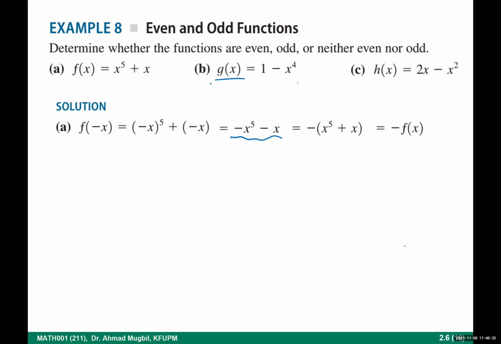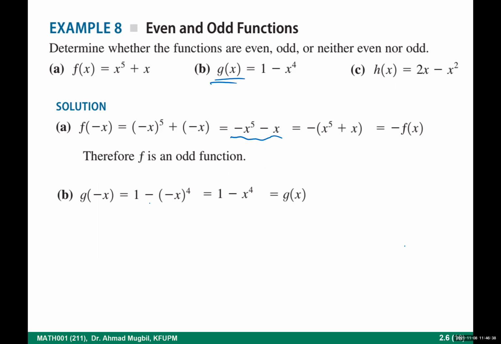Look at g now. Replace x by negative x. Now this is negative 1 to the power 4. It will be 1 minus x squared, which is the same as the original function. So this function is what? Even.